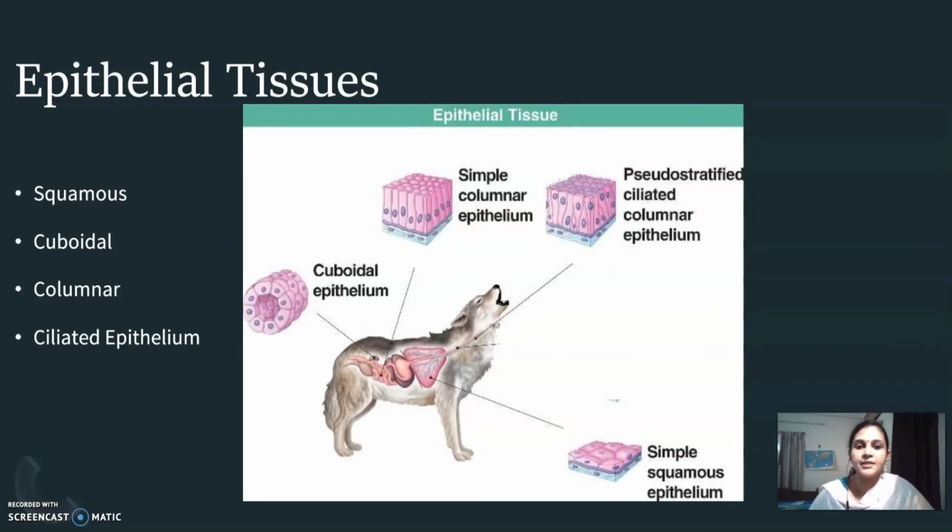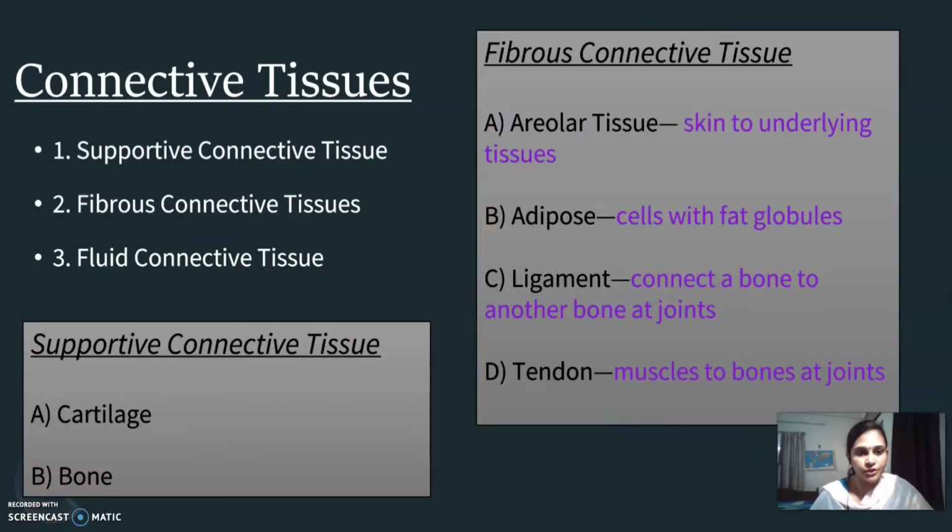Okay. Next type of tissue is the connective tissue. Actually, connective tissues connect various other tissues to organs. Okay, they connect tissues and organs. So they are of three different types. First one is supportive connective tissue, second one is fibrous connective tissue, and the third one is fluid connective tissue. So supportive connective tissue, as the name suggests, gives support, and they are of two different types. You can see that here, cartilage and bone.